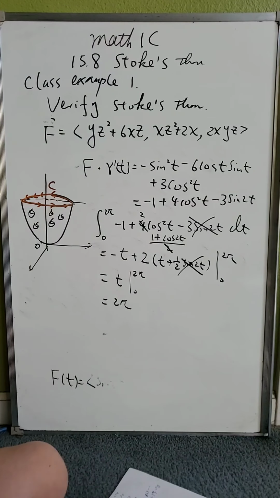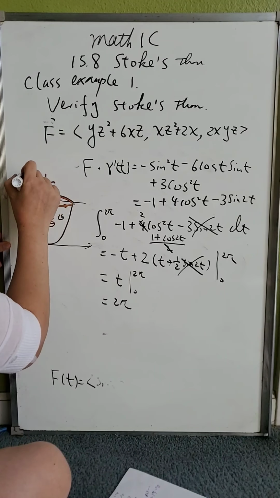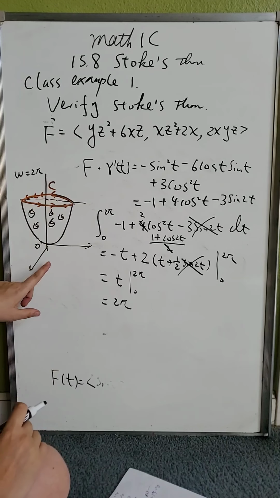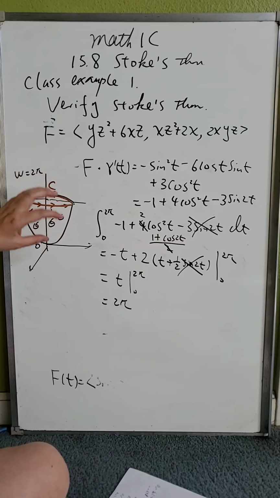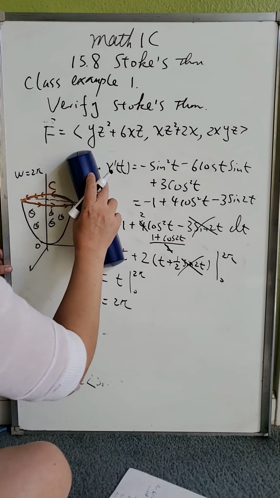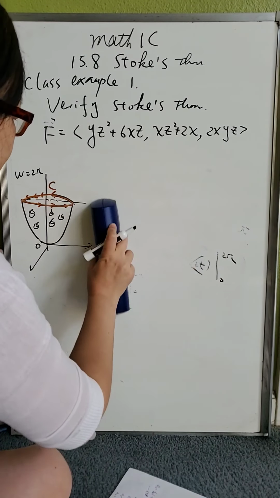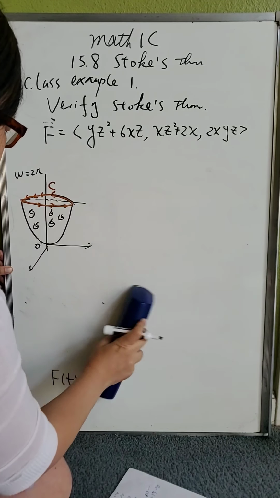So let's remember that. So this one is a 2 pi. The work done is a 2 pi. Now I'm going to see the work done on here. Would that also equal 2 pi? If yes, that means it's still right. So I'm going to do the right hand side.